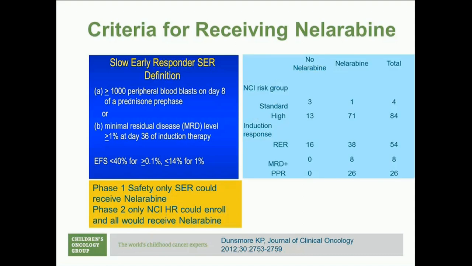So in the trial, for the NCI risk groups, we had four standard risk. Three of them did not receive nelarabine, one of them did. We had 84 high-risk, and that's what we would anticipate for a T-cell group. 71 of those patients received nelarabine, 13 did not. For our induction response, we had 54 rapid early responders, 38 who received nelarabine, 16 who did not. And our MRD positives, that very high MRD, we had 8 of those patients and all of them received nelarabine. The patients that were poor responders by prednisone response, 26 of them received nelarabine.